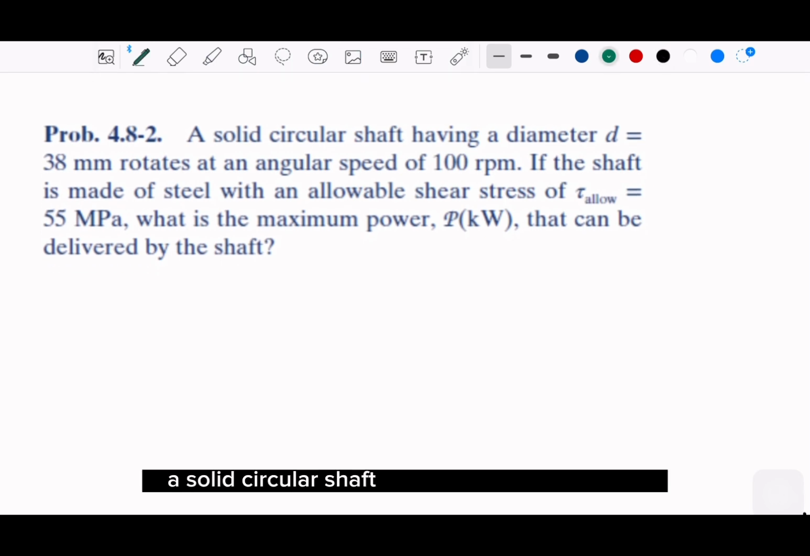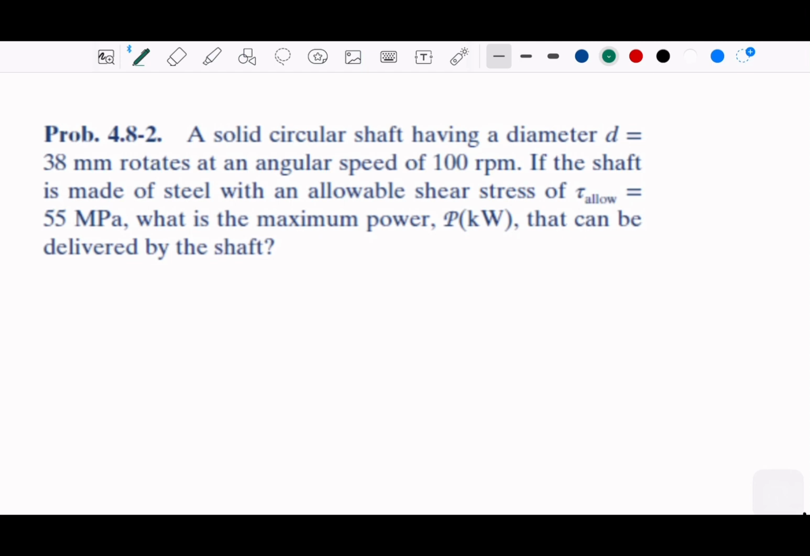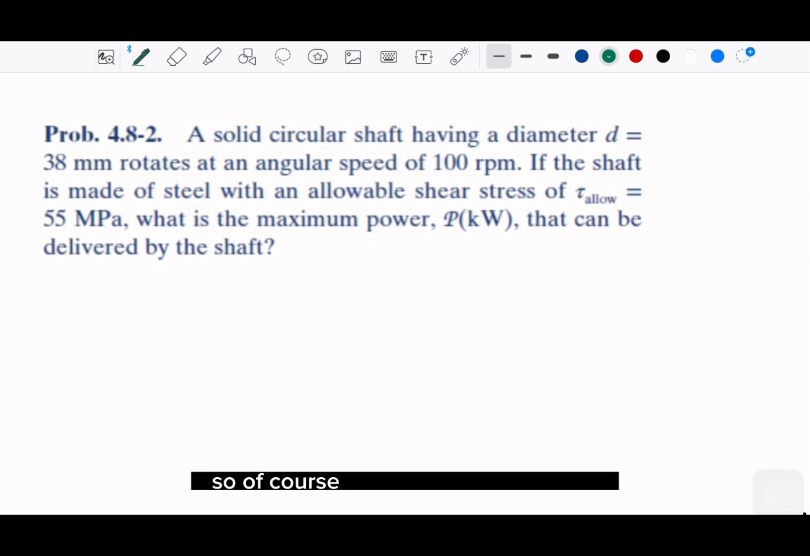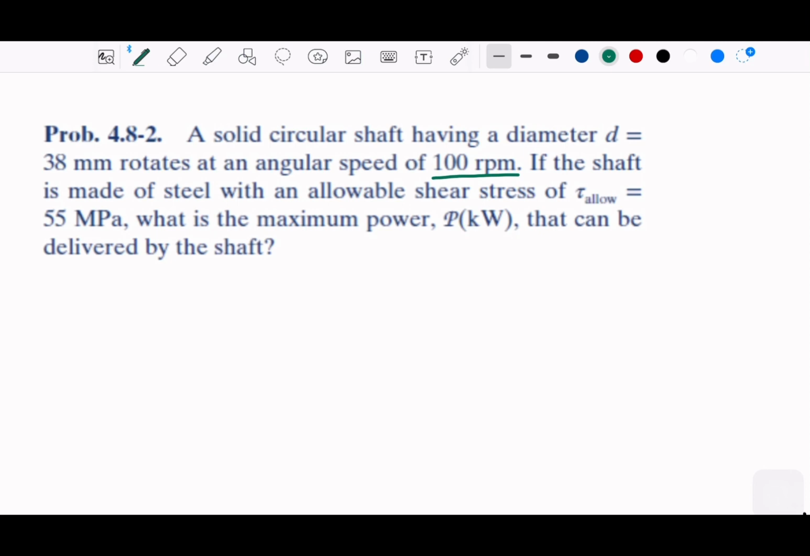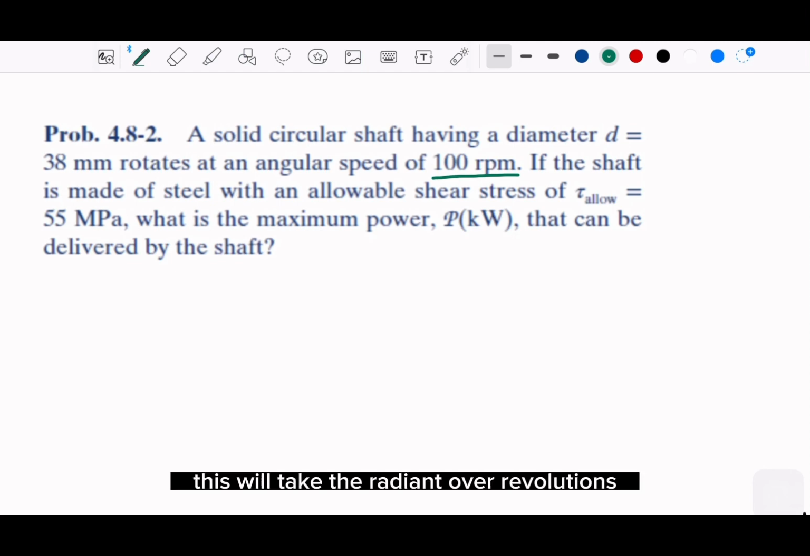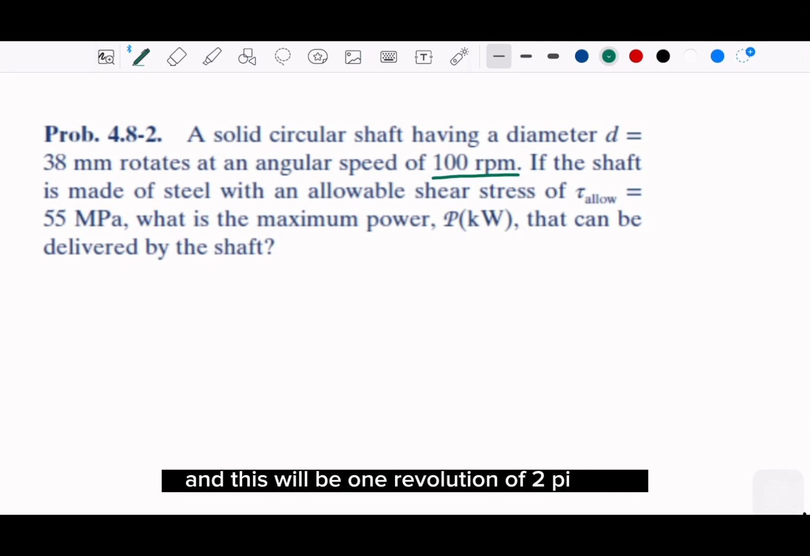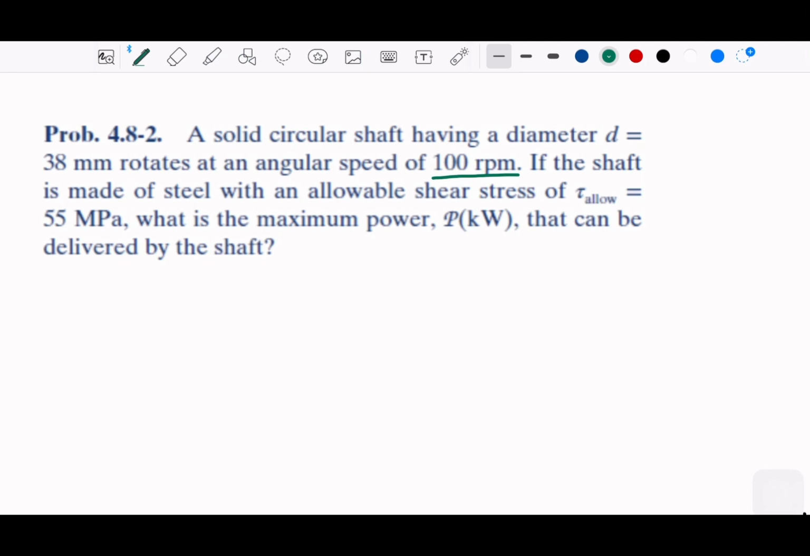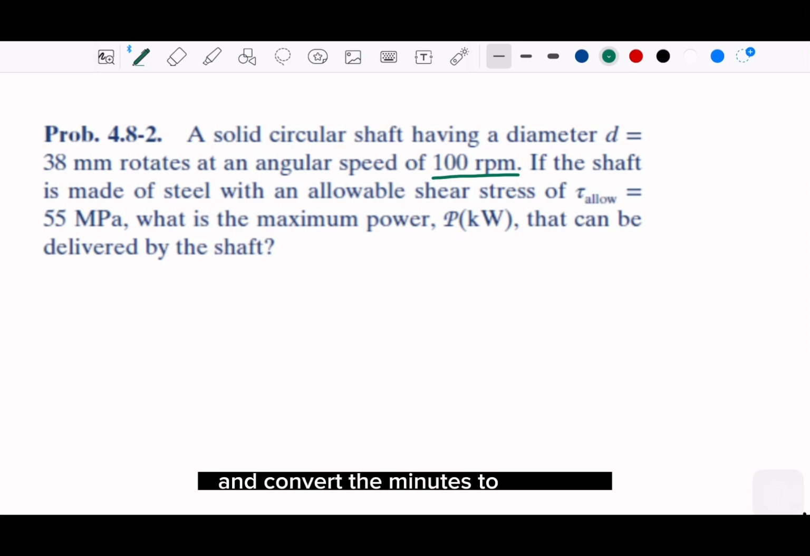A solid circular shaft having a diameter 38 millimeter rotates at the angular speed 100 rotations per minute. So of course, it needs some conversion. So rotations per minute, you need to equal this to radian over revolution, and 1 revolution is 2 pi, right? Okay, don't forget to convert that and convert the minutes to seconds.